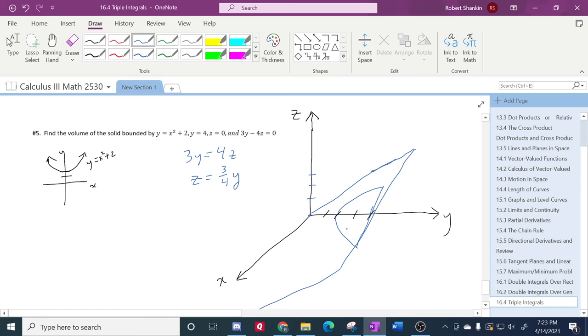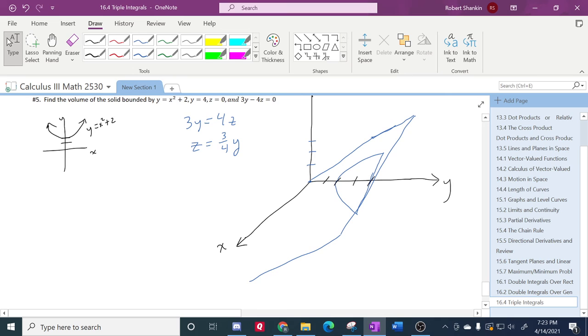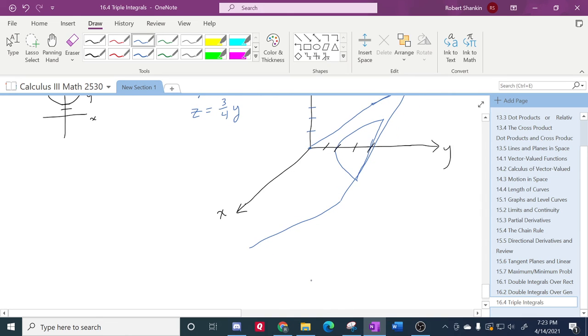Okay. Now, what we're going to get when we put all this together is, you see, this plane is tilted up, and this paraboloid thing, parabola, and then that was going straight up. When we put this all together, we're going to wind up with something kind of like this shape. I'm going to draw it like this.